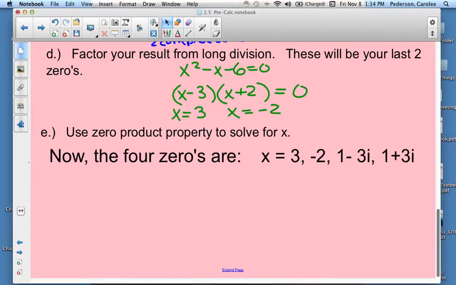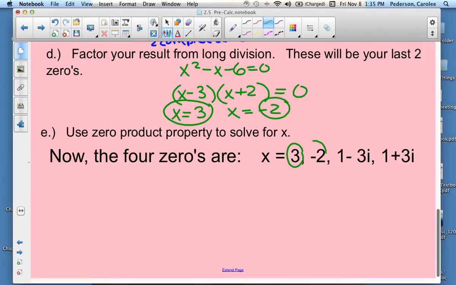Now the four zeros are the two that we just found, and then the one that we're given and its conjugate. So there are the four zeros of the function. These two are considered complex zeros.